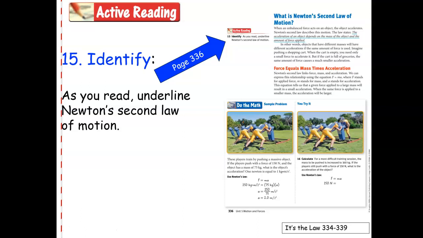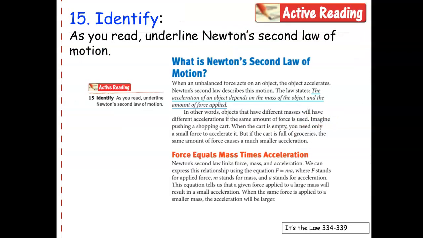The next question, identify. As you read, underline Newton's second law of motion. The second law of motion states that acceleration of an object depends on the mass of the object and the amount of force applied. So this is more or less just F equals ma again.